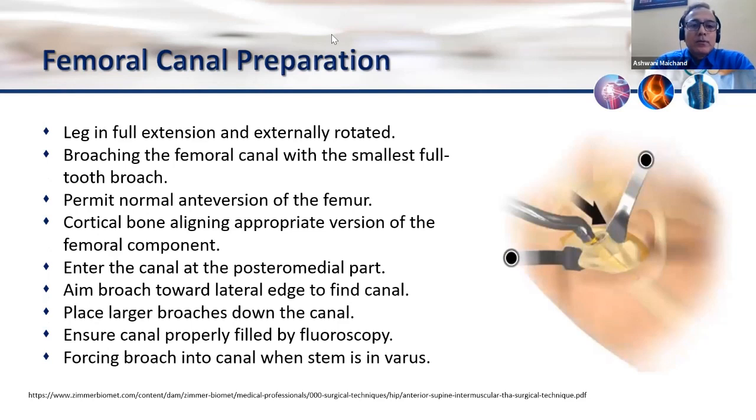So sequential broaching, always keep an eye on the anteversion. And we enter the canal at the posterior part. I think these are the basics. We all know about it. And we always aim towards the lateral edge, because we want to be on the valgus side, not on the varus side when we put the stem.